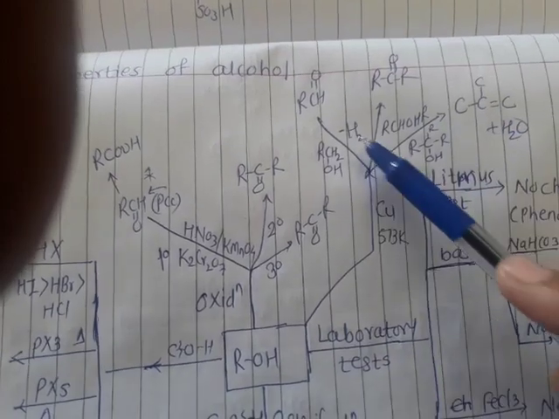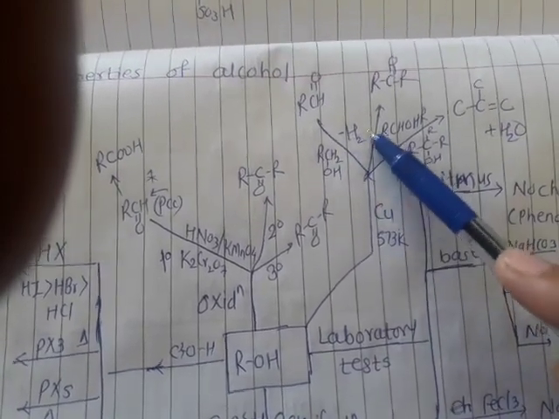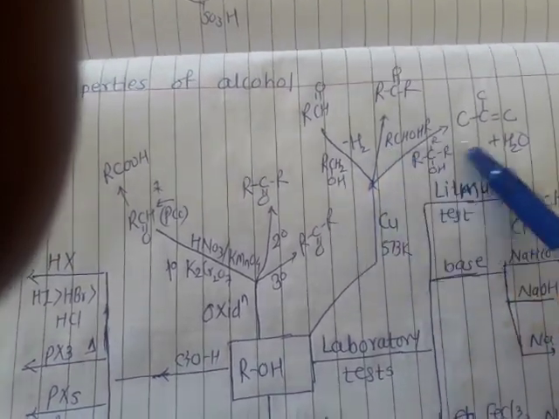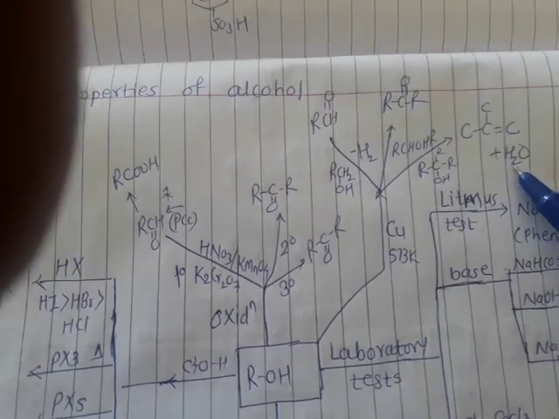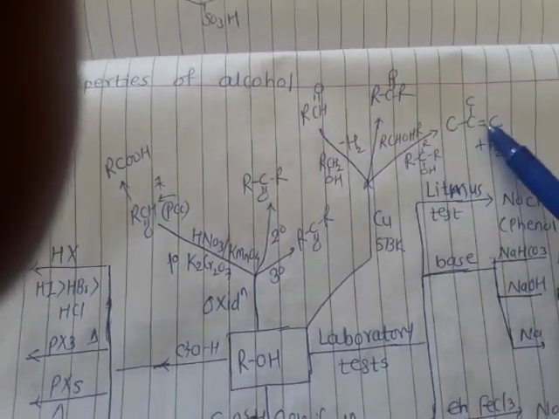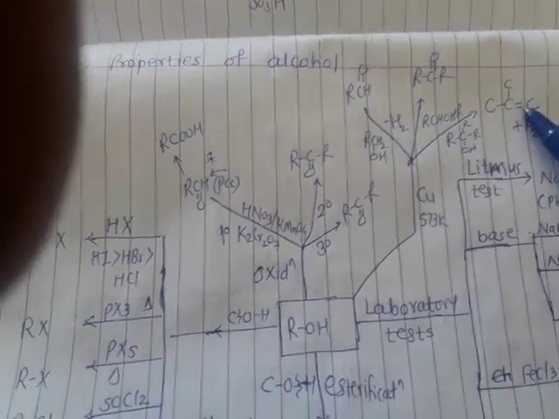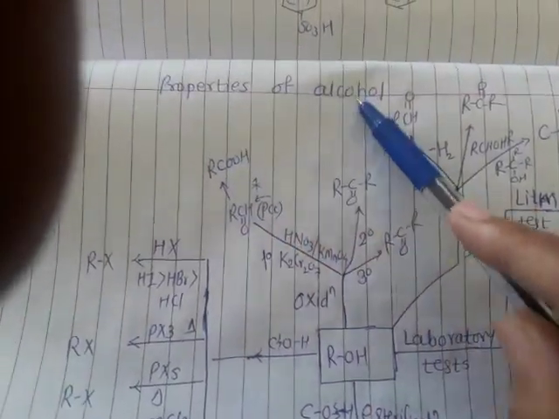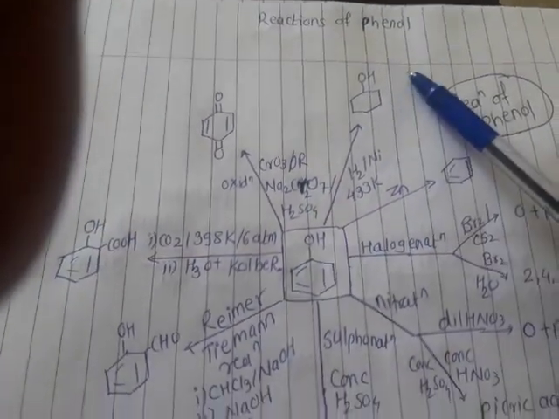Instead of undergoing dehydrogenation like primary and secondary alcohol, it undergoes dehydration reaction. So there is formation of alkene as product. Okay, these are all properties of alcohol. Next one, reactions or properties of phenol.